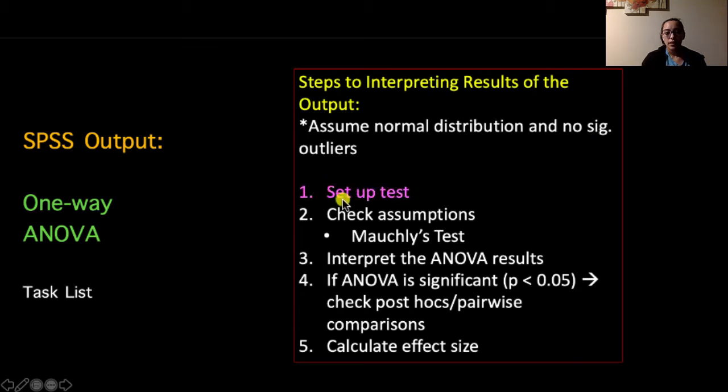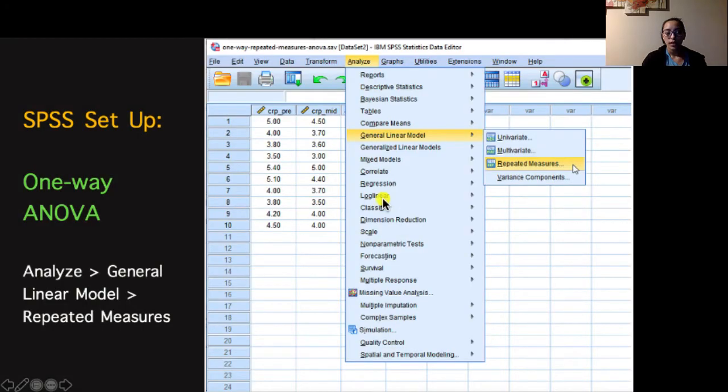So the first step we're going to go through is setting up the test. To get to that, we do Analyze, General Linear Model, and then Repeated Measures. Any of our ANOVAs that have a within-subject variable will be run through the repeated measures test. So it's not just used for one-way, not just used for 2-way repeated measures ANOVAs, but we also will be using it for the mixed factor ANOVA that we are going to go over next week. So this is a very popular pathway.